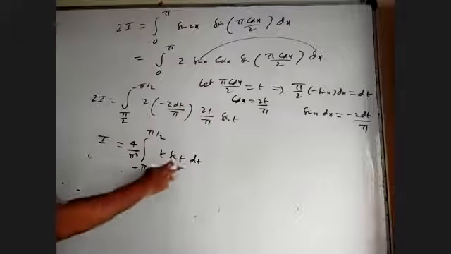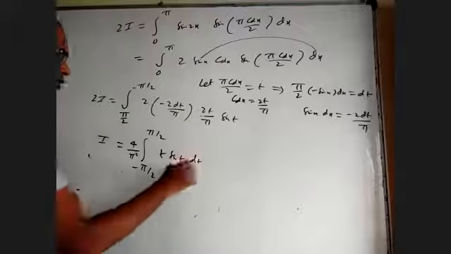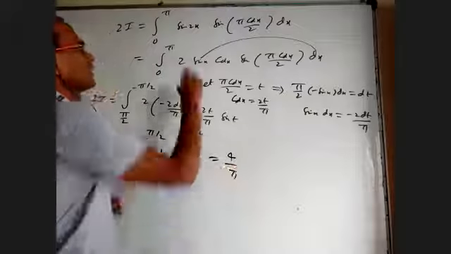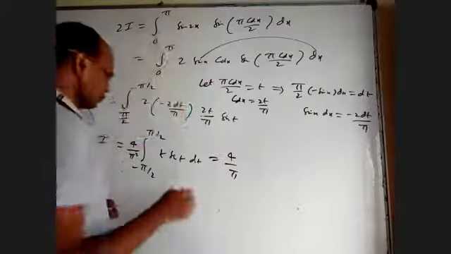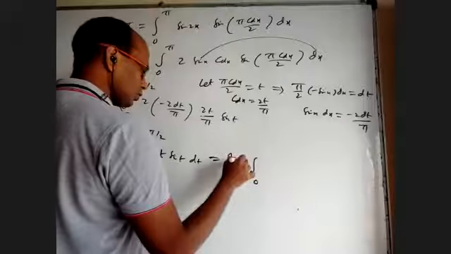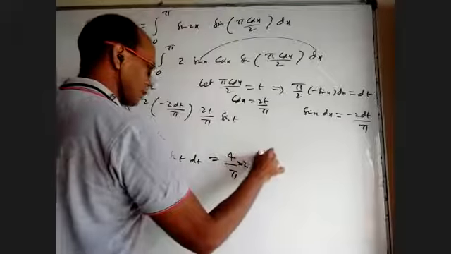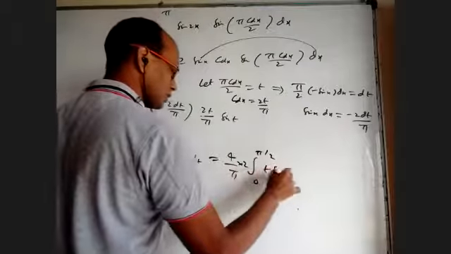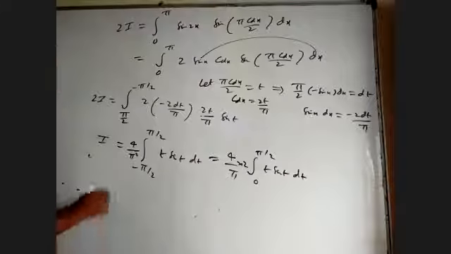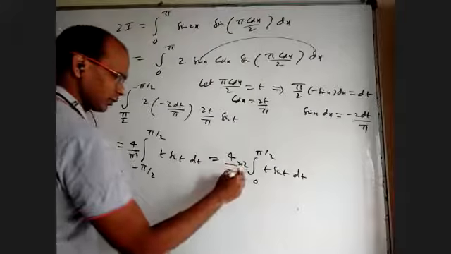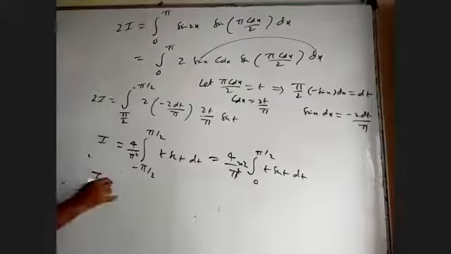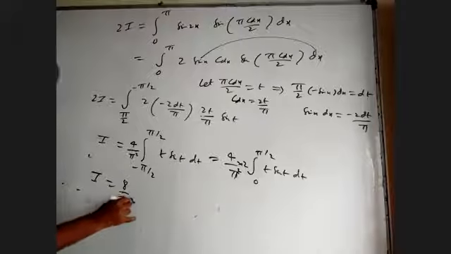This is after all an even function, so I can write 2 times 0 to pi by 2, which I would have done even here. So 4 by pi into 2 times 0 to pi by 2 t sin t dt. 4 by pi square. Sir, 4 by pi square. Yeah, thank you. So it is going to be 8 by pi square.